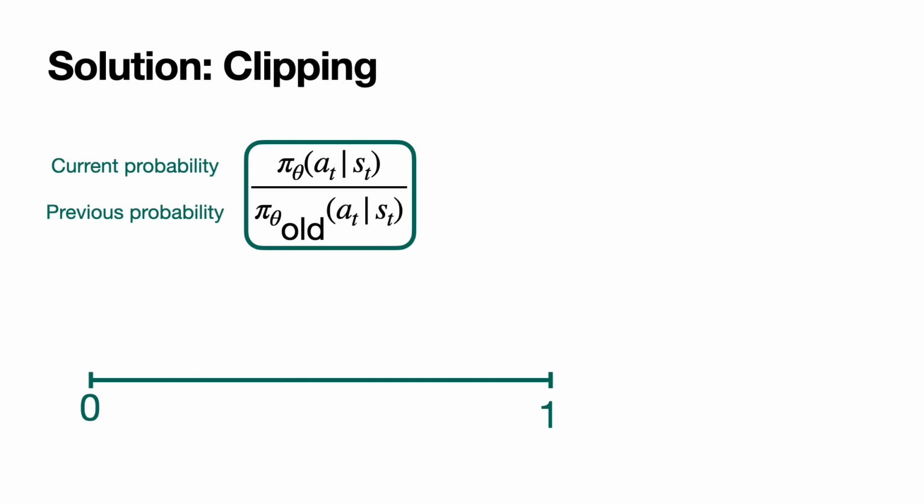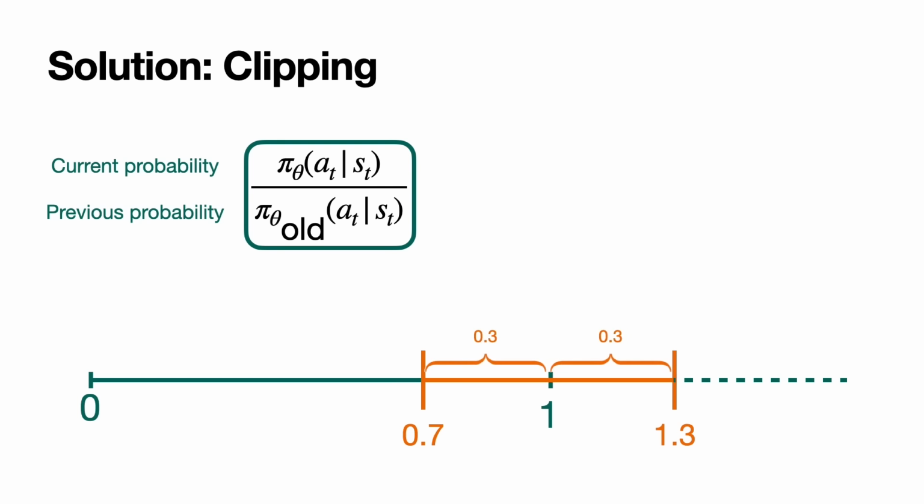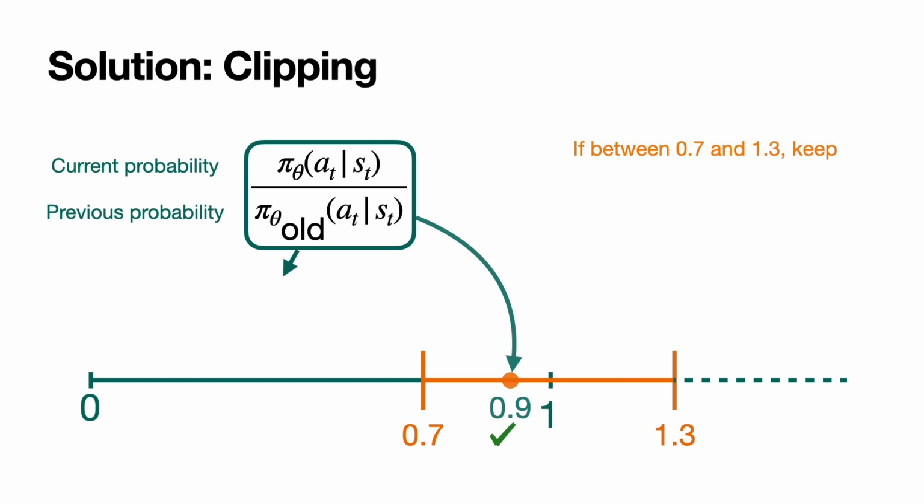And what we're going to do is we want this ratio to be close to 1 because in principle, these probabilities don't change very much. So let's say we make a small radius around 1 of 0.3. So the smallest possible value that we want it to be is 0.7 and the highest possible value that we want it to be is 1.3. That means that if this ratio happens to fall between 0.7 and 1.3, for example 0.9, then we keep it as it is.